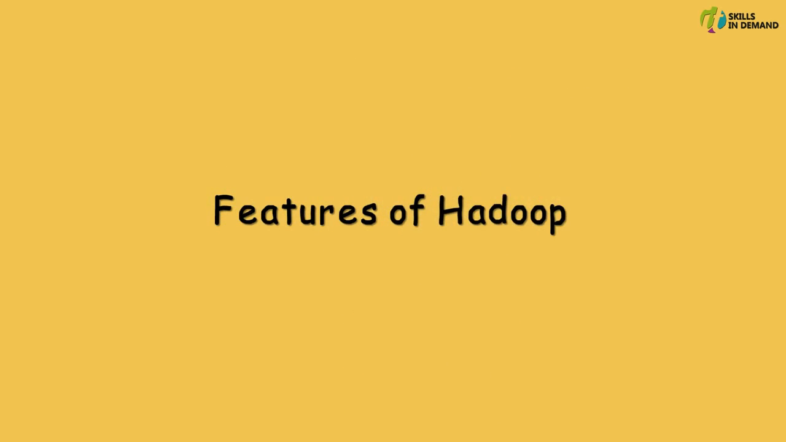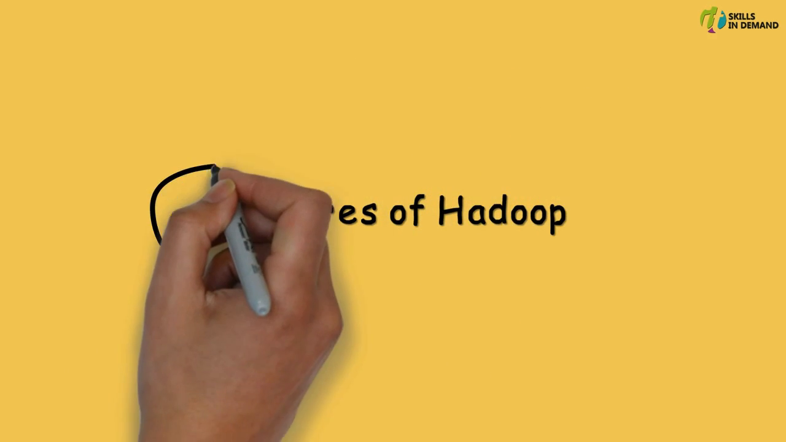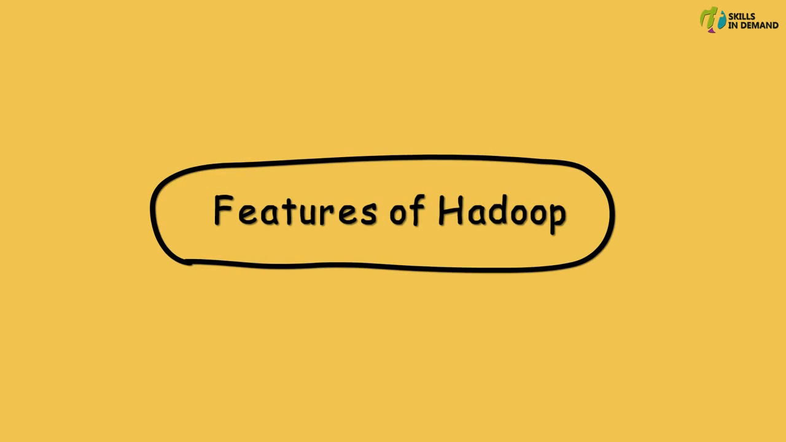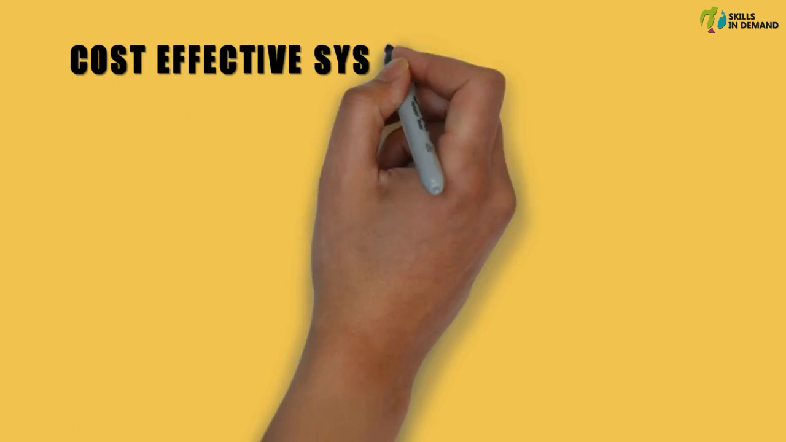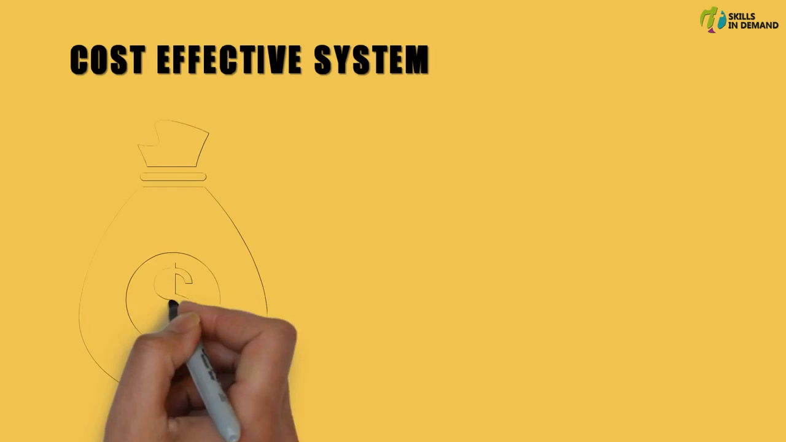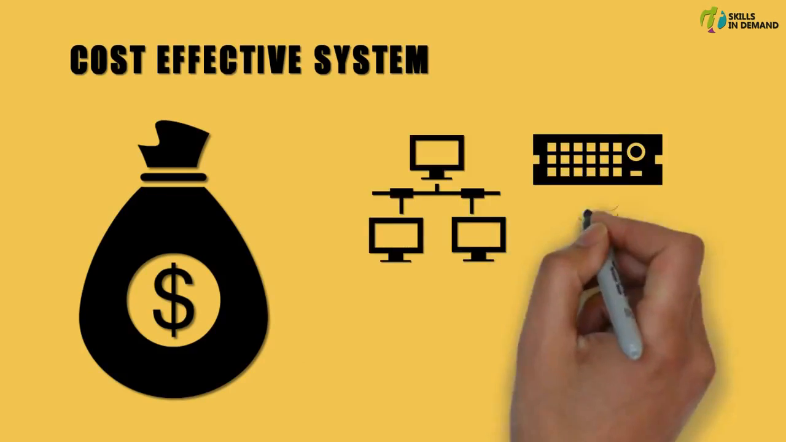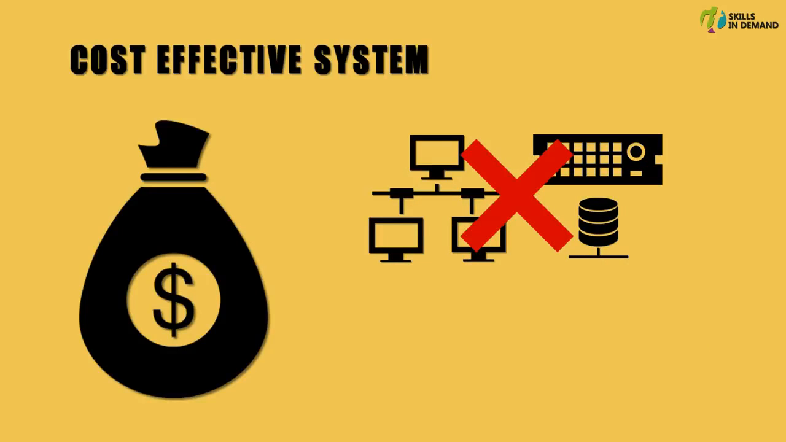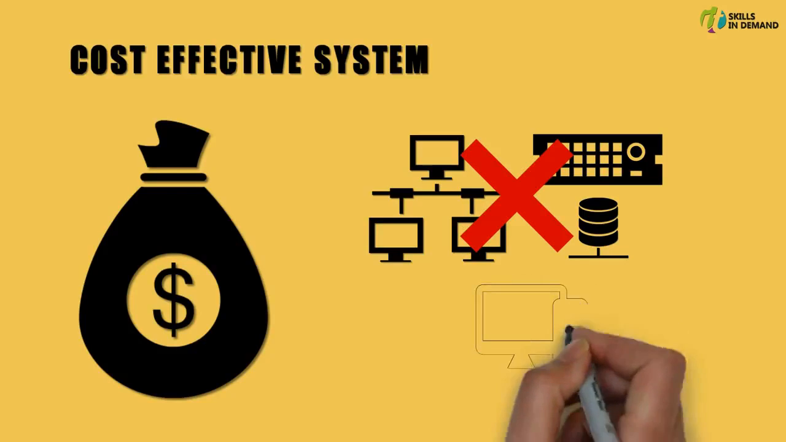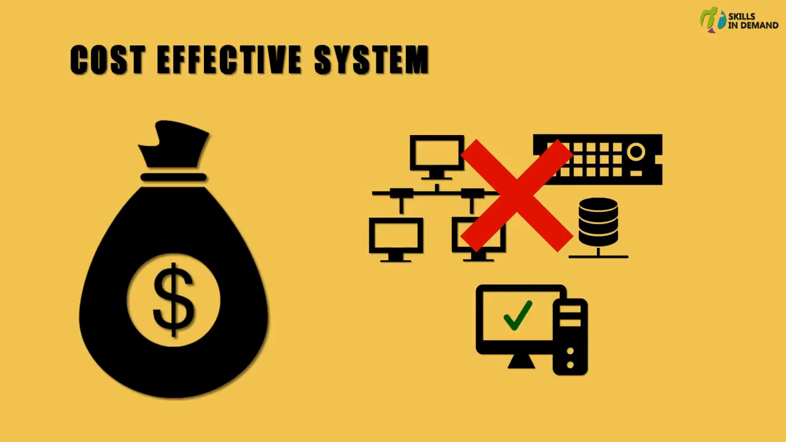In this session, let us try to understand some of the important features offered by the Hadoop framework. The first important feature offered by Hadoop is it is a cost-effective system. What do we mean by this? Hadoop does not require any expensive or specialized hardware in order to be implemented. In other words, it can be implemented on simple hardware. These hardware components are technically referred to as commodity hardware.